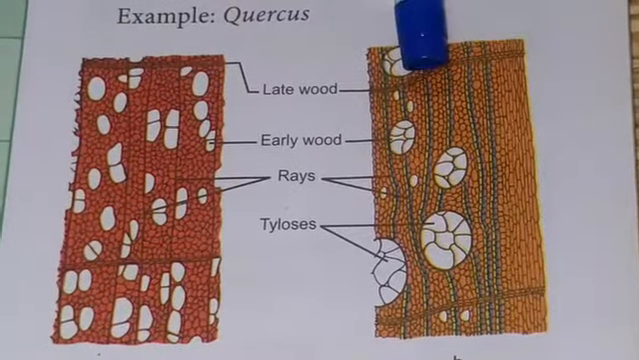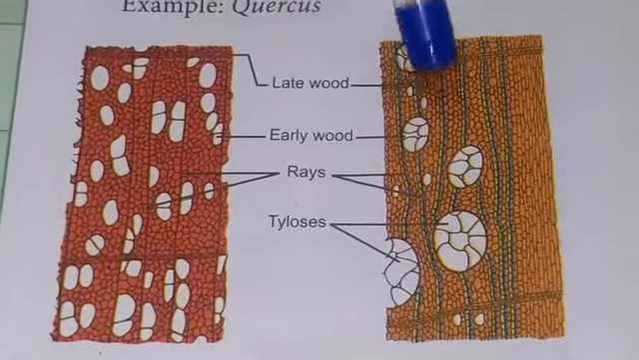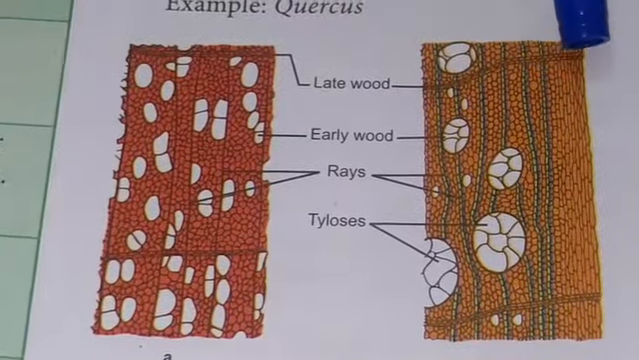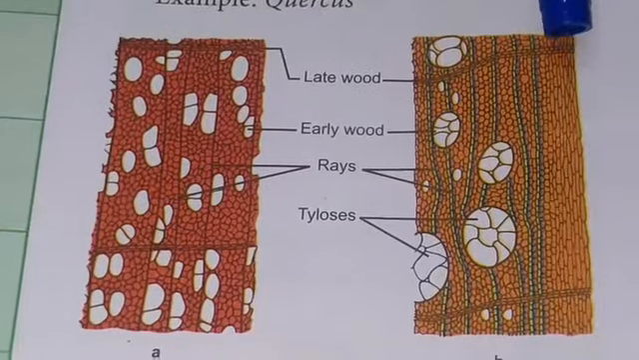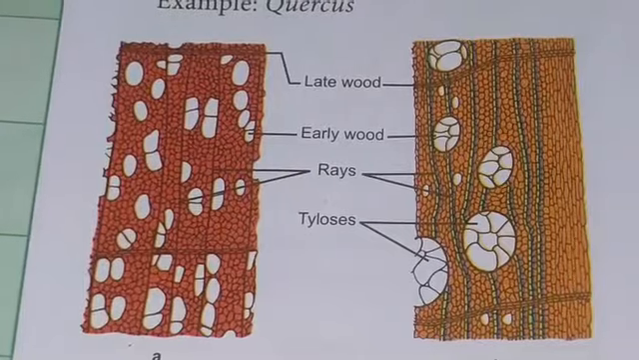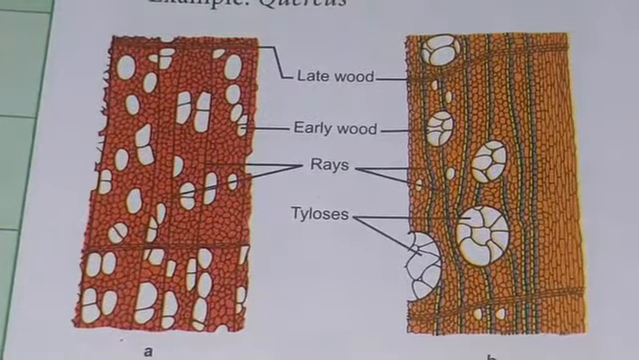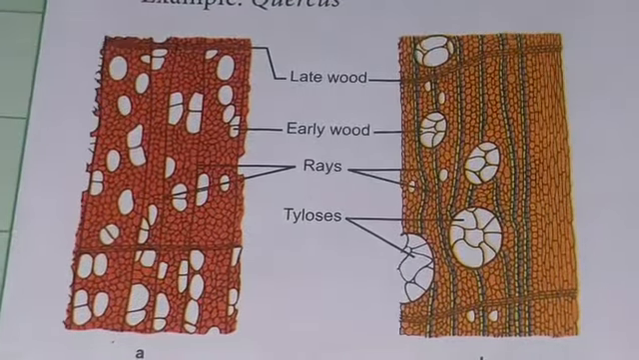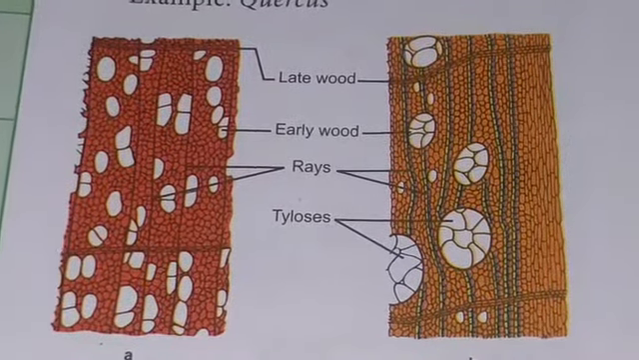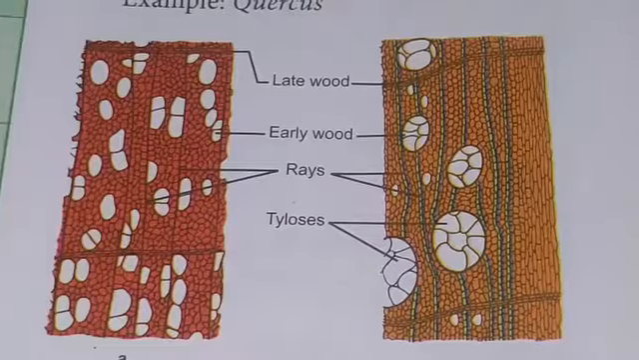So the pores of the earlier wood are distinctly larger in size than the late wood. That is, earlier wood is spring wood and late wood is autumn wood. The rings of wide and narrow vessels occur in the ring porous wood. Wider is the earlier wood and narrow is the late wood.